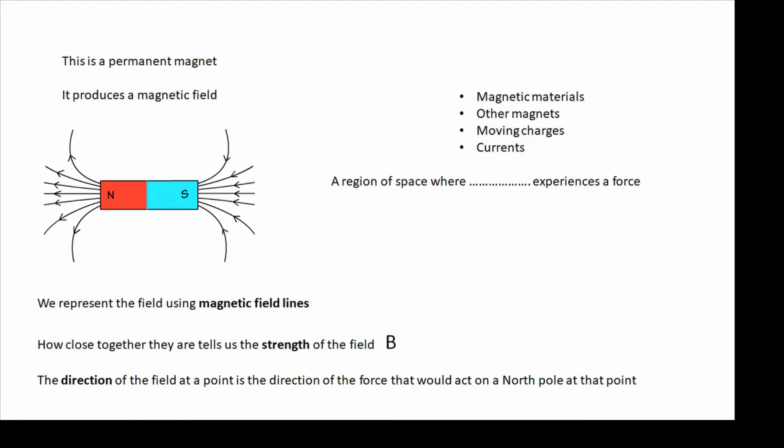We can represent a magnetic field by drawing magnetic field lines, such as around this permanent magnet. These imaginary lines in space, and how close they are together, tells us the strength of the field. For magnetic field strength, we use the symbol capital B. The direction of the field is the direction of the force that would act on a north pole. So if you imagine I put a little north pole somewhere in that field, what would be the direction of the force on it?